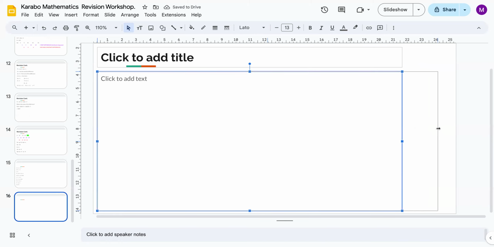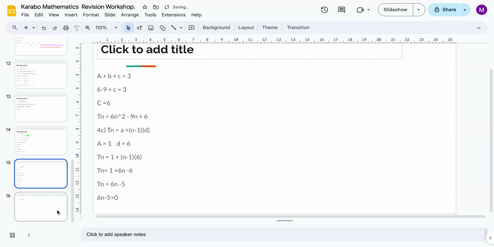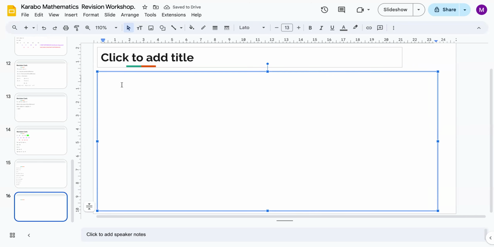Okay, so we have that 6n minus 5 is greater than 0. We can take the 5 over to the other side. 6n is greater than 5. Obviously, the sign will not change. And then n is greater than 5 over 6. n greater than 5 over 6.